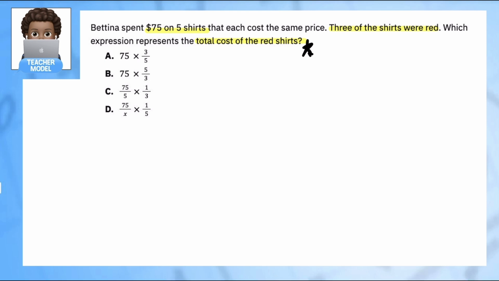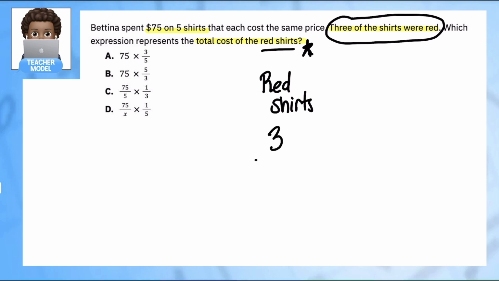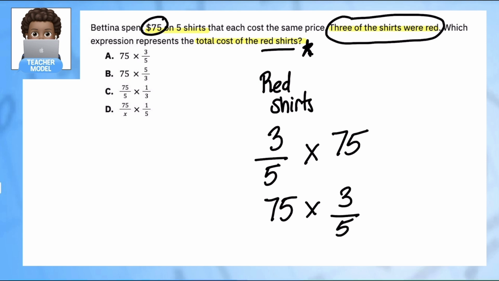Okay, there are a few things here that I'm noticing, but the first thing I want to think about is, is there a part to whole relationship? When I think about the red shirts, what part are the red shirts? I know that 3 of the shirts are red, so 3 out of 5 shirts are red. And how much did she spend on all 5 shirts? Well, we know it was $75. So I could represent this as 3/5 times 75, because I want to know what part of $75 she spent. Or you could also rewrite this as 75 times 3/5. This makes sense because I know she didn't spend all the $75 on red shirts. She only spent a part of it.